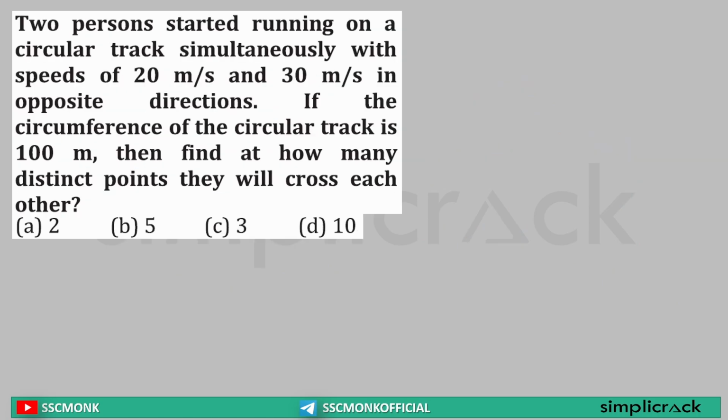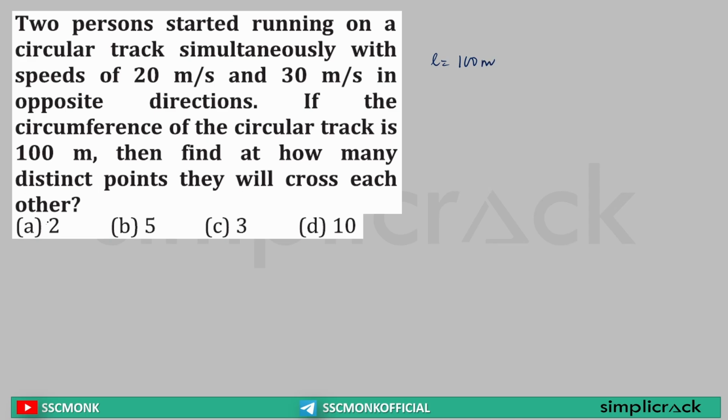Now, two persons started running on a circular track simultaneously with a speed of 20 meter per second and 30 meter per second in opposite direction. If the circumference of the circular track is 100 meter, that means the length is given as 100 meter, then find out how many distinct points they will cross each other.